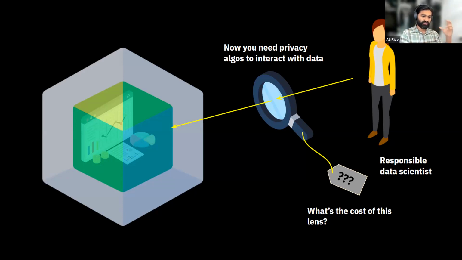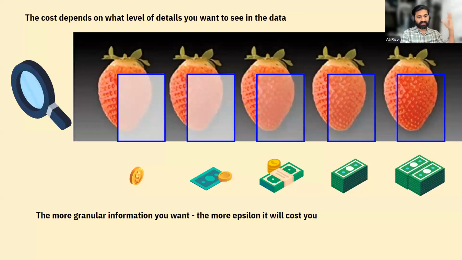If you think of this magnifying glass analogy for a second, this lens is like a clear to blurry glass that we are putting on top of the data. And the more clear lens you want, the more expensive that lens is. And that cost of accessing depends on what level of detail you want to see in the data. So for example, you can see this strawberry.